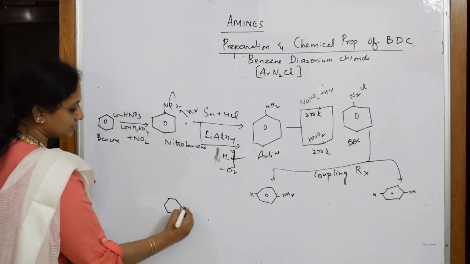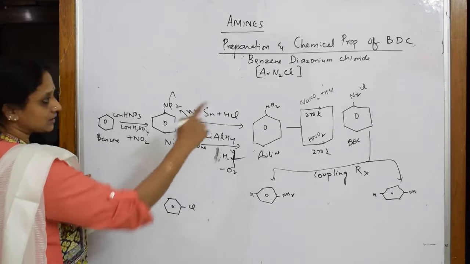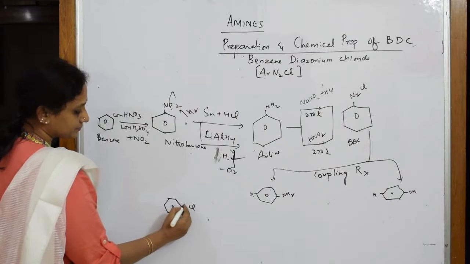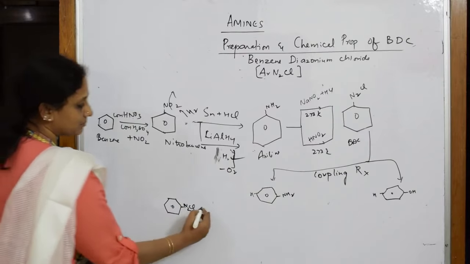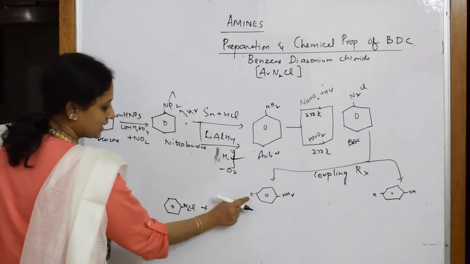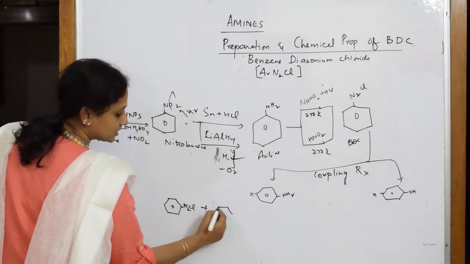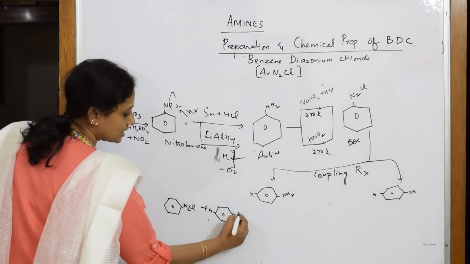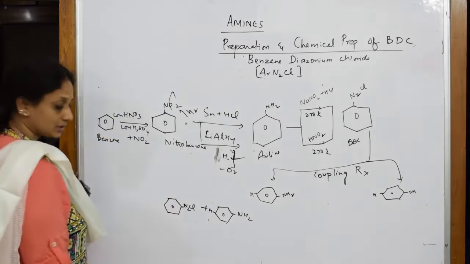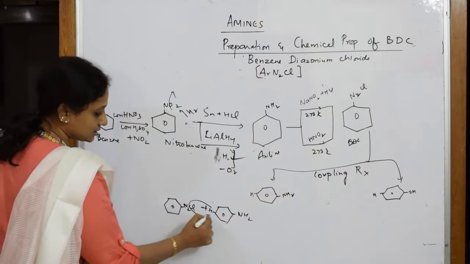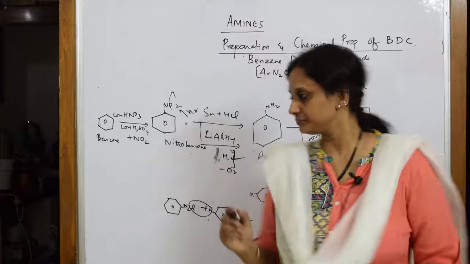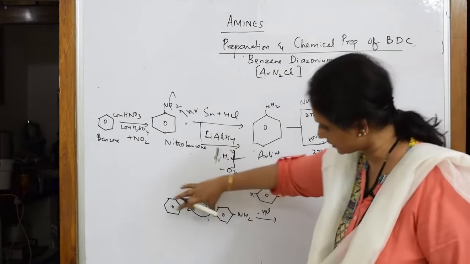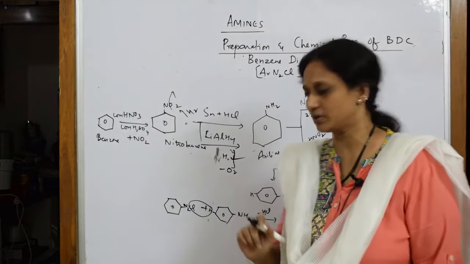I am taking BDC, the N2Cl, okay. N2Cl, BDC plus, with hydrogen towards this side. That's important. That's why I took hydrogen on that side and NH2 on this side. HCl is out. Minus HCl. We are showing coupling. They're going to couple together and form one product.